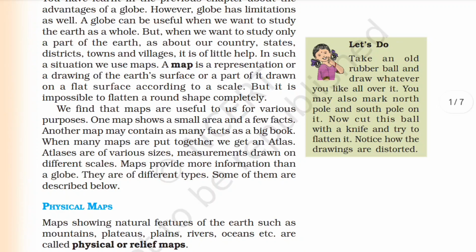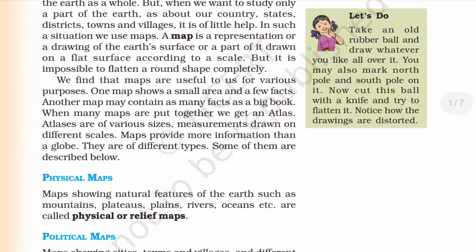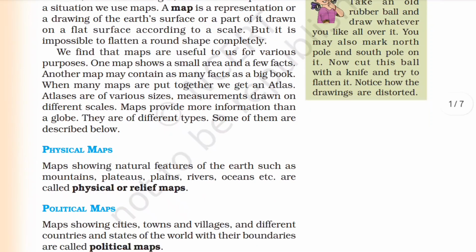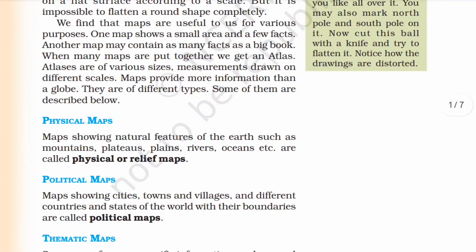We find that maps are useful to us for various purposes. One map shows a small area and few facts. Another map may contain as many facts as a big book. When many maps are put together, we get an atlas, and atlases are of various sizes, drawn on different scales. Maps provide more information than a globe. They are of different types. Some of them are described below.